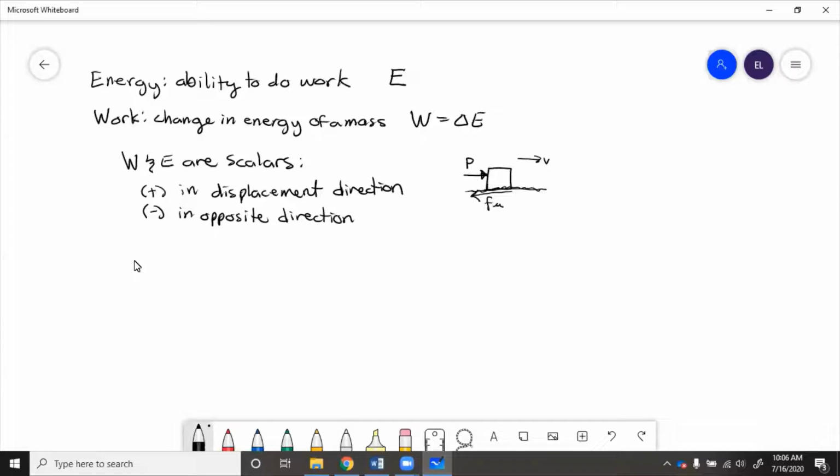Work is measured in joules or foot-pounds. A joule is a Newton meter because it's a force times a distance, and then the English unit is just foot-pounds. So force times distance.